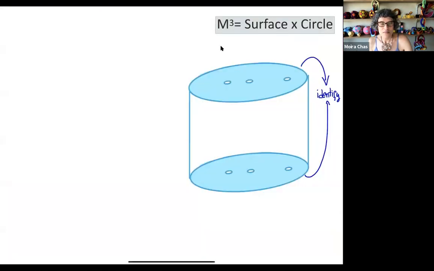I could do some examples. So here, just to see pictures, we can see one example. Let's take an easy manifold, which is a surface cross the circle. The way to represent the surface is with boundary. This is like a disk with 4 holes. So we're going to glue this top part with the bottom, identified in some way.